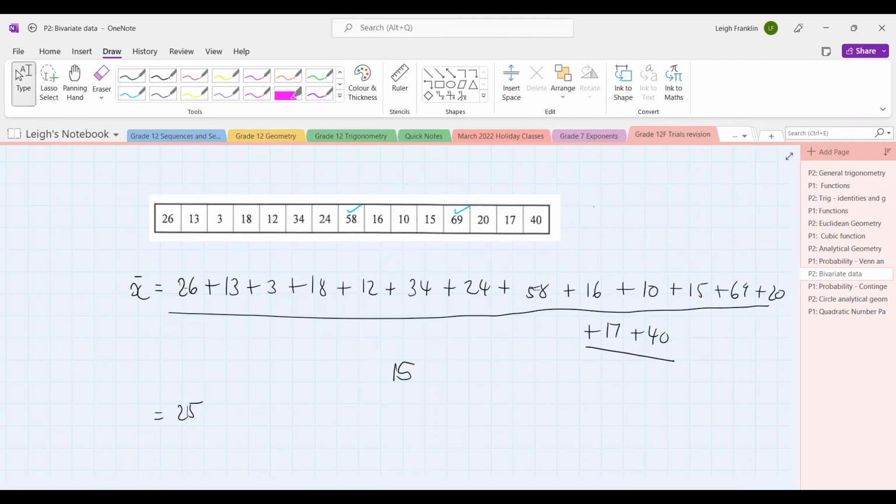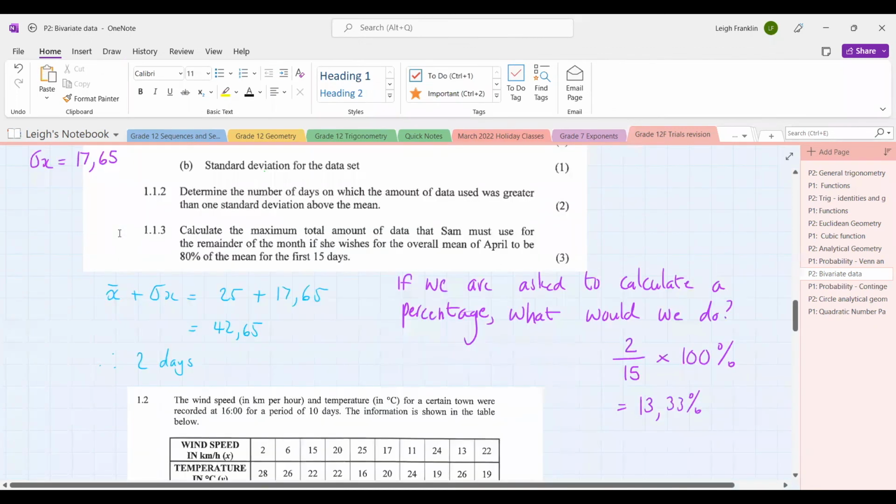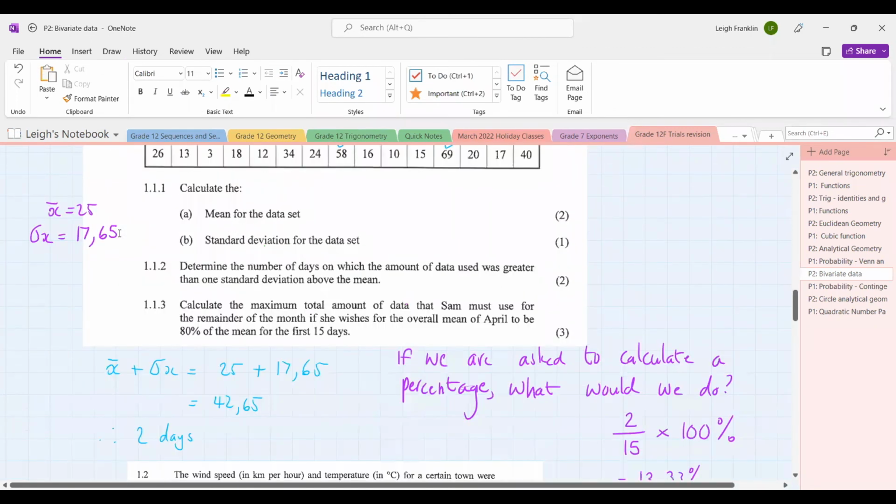Now, if we go back up to the question here, they've said to us that Sam must use, for the remainder of the month, if she wishes the overall mean of April to be 80% of the mean of the first 15 days. So how are we going to work out the mean of the first 15 days? What do we need to do there? We know what the mean of the first 15 days is. We want 80% of that. So how are we going to work that out?